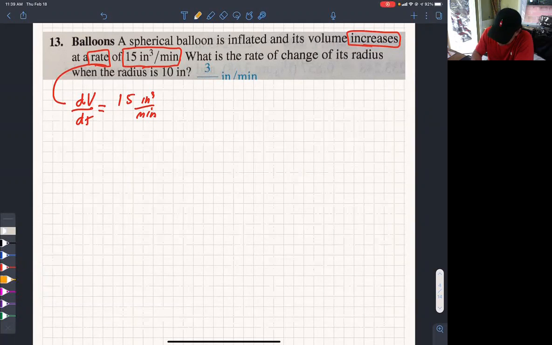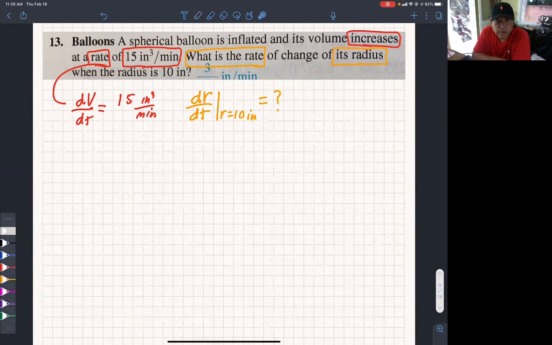The next thing you see, what is the rate? Again, they're looking for the derivative of what? It's radius, the rate of change of the radius. So in your head, you should think, oh, I want the change in the radius as time goes on at a specific time. They say when the radius is 10 inches. And that's what we're looking for.